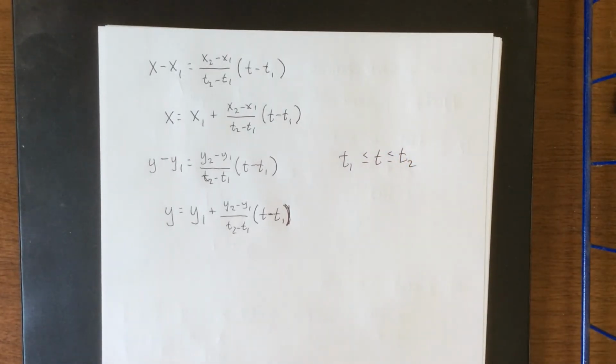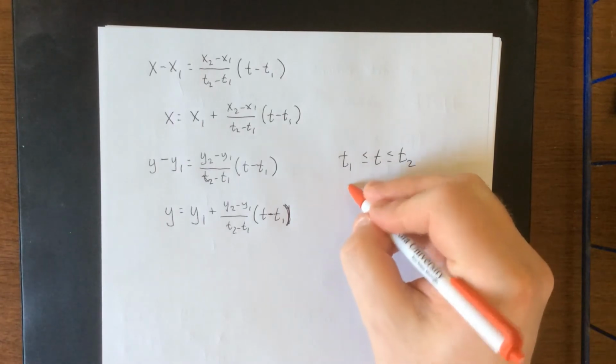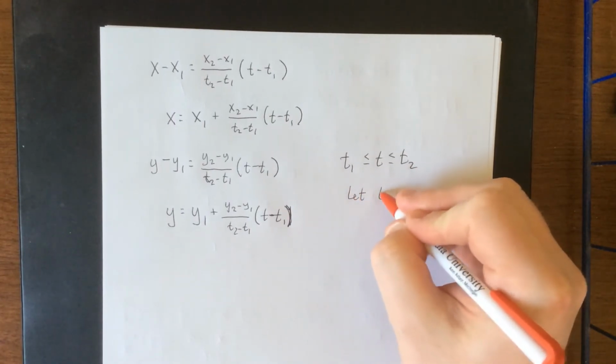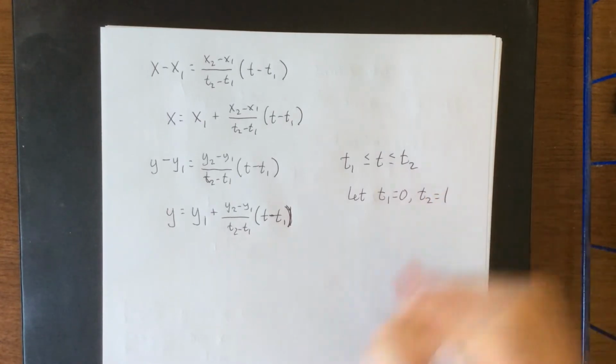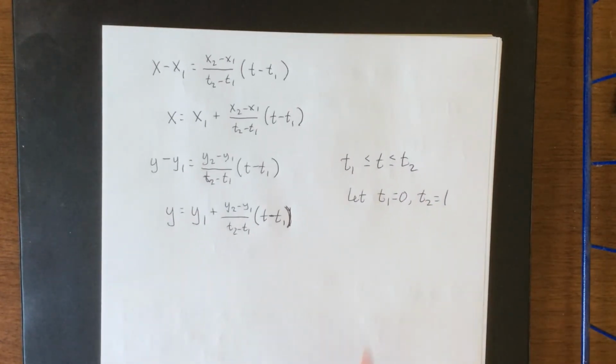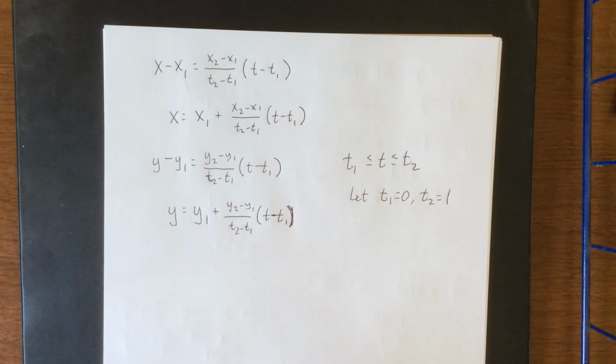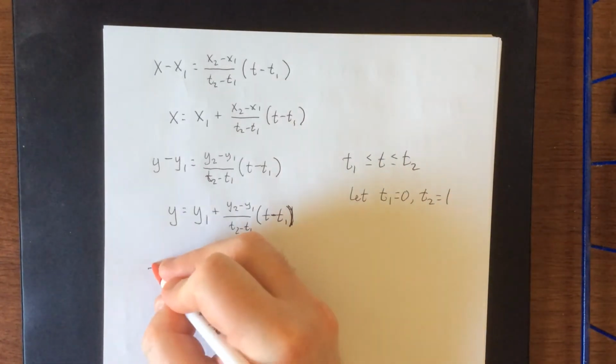There is a way to make this so much simpler. The way that we can make this so much simpler is let t1 be 0 and let t2 be 1. So this is the general form, and now I'm going to write down the recommended form.